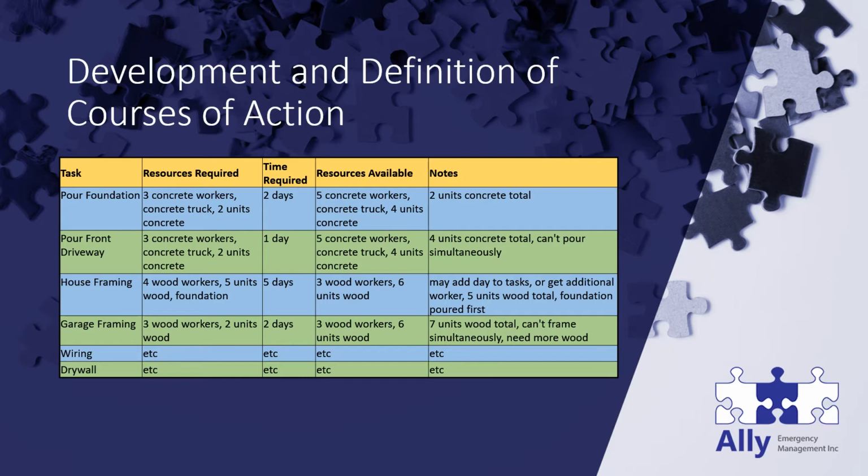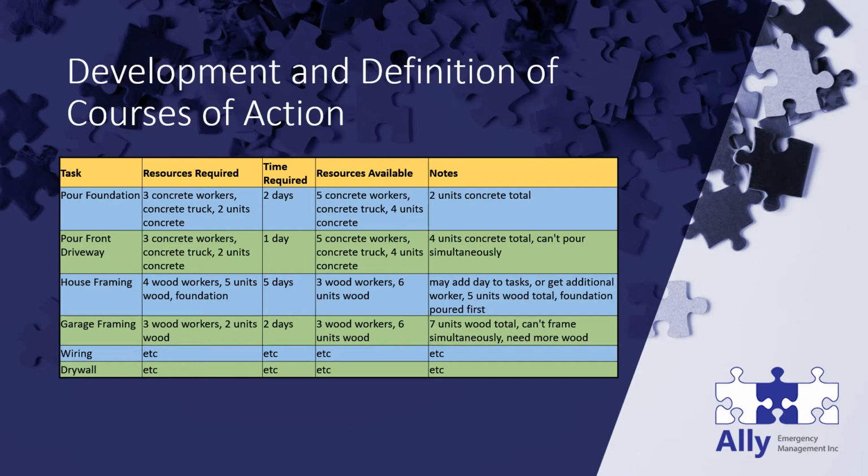It's going to take 5 days, and we have 3 workers and 6 units of wood. So we're good for the wood, but we don't have enough workers to do the job in the time we've assessed we need to do it. We have to make some decisions here. Can we extend the time to do the framing by a day or 2 days so the 3 workers can do it? Or do we have to go out and get an additional worker because that time can't be amended? We're good to go for the wood, and we know we need to pour the foundation first.